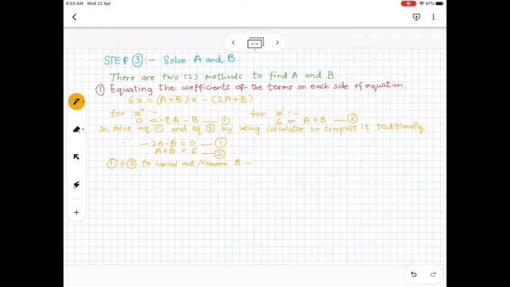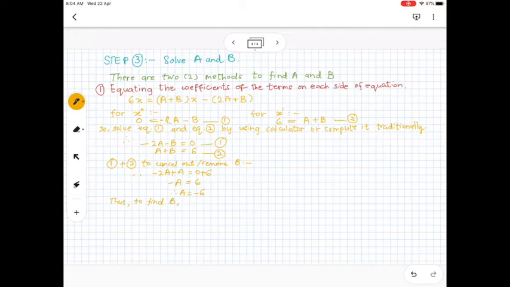So, the next step will be minus 2a plus a equals 0 plus 6. So from here you will get minus a equals 6. So your final answer will be a equals minus 6. So you already obtained your a. Now how about b? That's very easy.